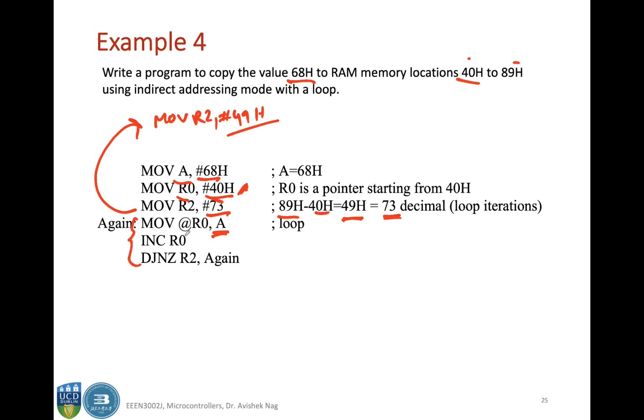Okay, so then you do the same repetitive operation. Whatever is in A is moved to the address pointed by R0. Currently that is 40. So in the RAM location 40H, you will have 68H. Then R0 is incremented so that it points to the next location, which is 41H. And until R2 gets to 0, it will repeat this operation of moving the contents of A, so that will move to 41H, the same number, and so on. It will repeat until it reaches the location, let's say 89H. Okay, so this is how you can perform some repetitive operations using this register indirect addressing mode.